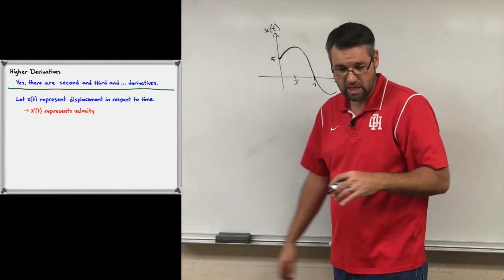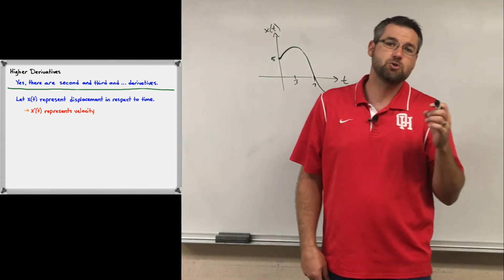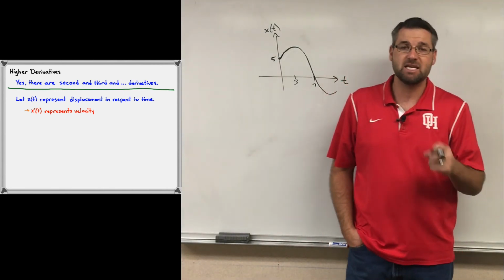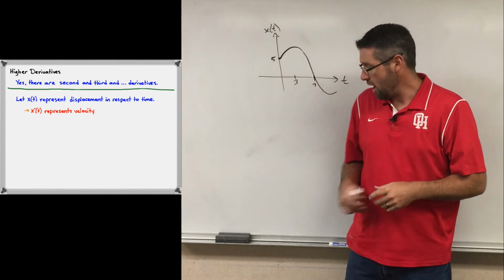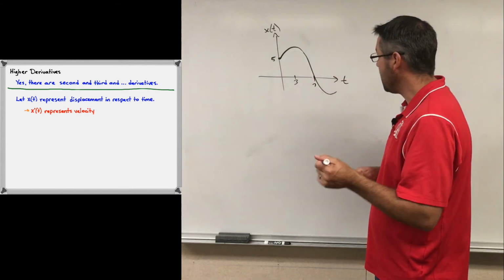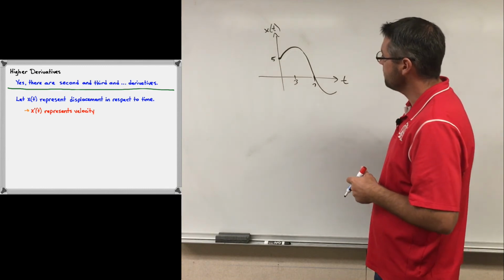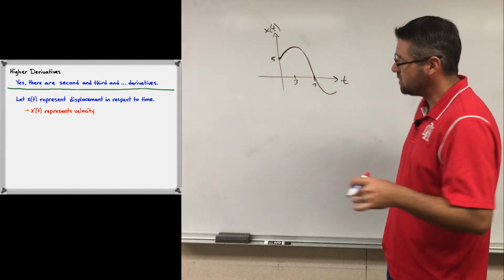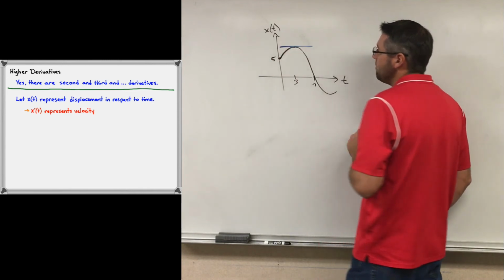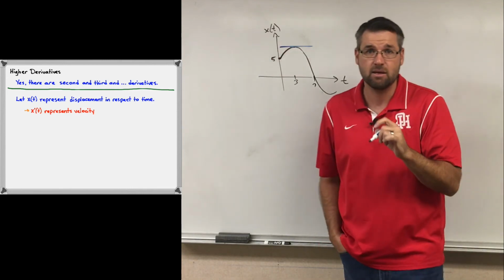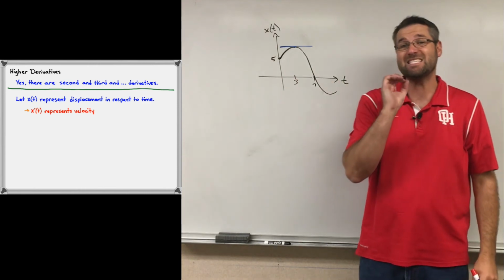Well, application-wise, if I take the derivative of that, it is the velocity. It's how fast I am moving away, or how fast I'm moving at a particular point in time. So you can see, derivative meaning the slope of the tangent line. You can see at this point, if I were to draw a tangent line, I would end up with a horizontal tangent. What's that mean? Well, the slope of that tangent line is 0.